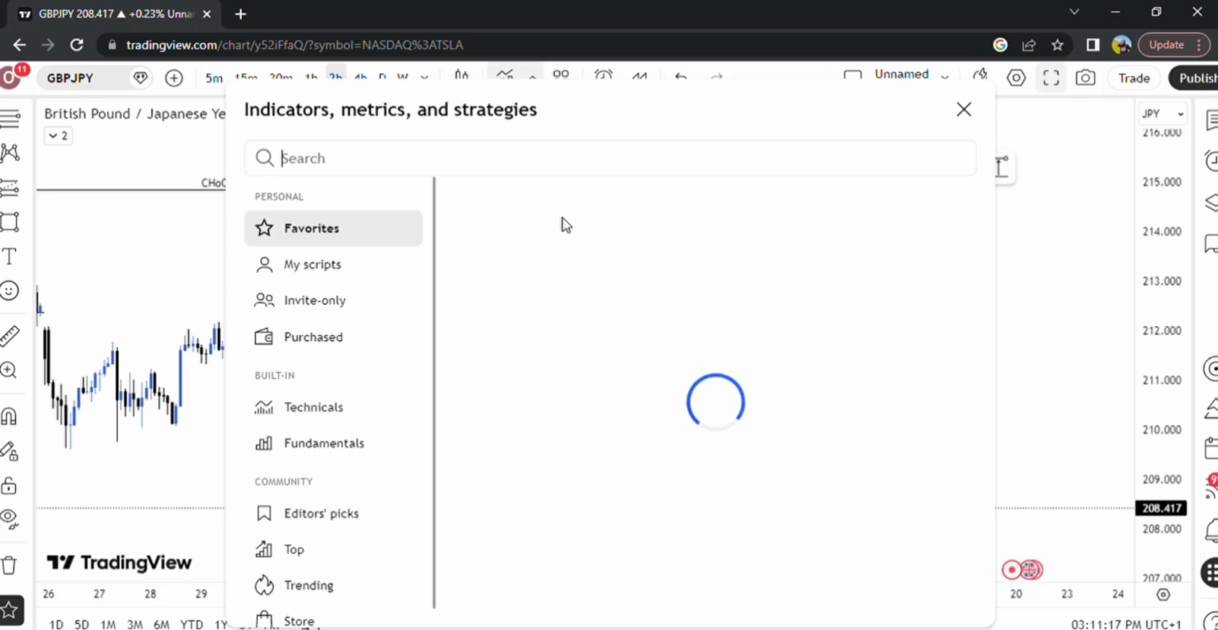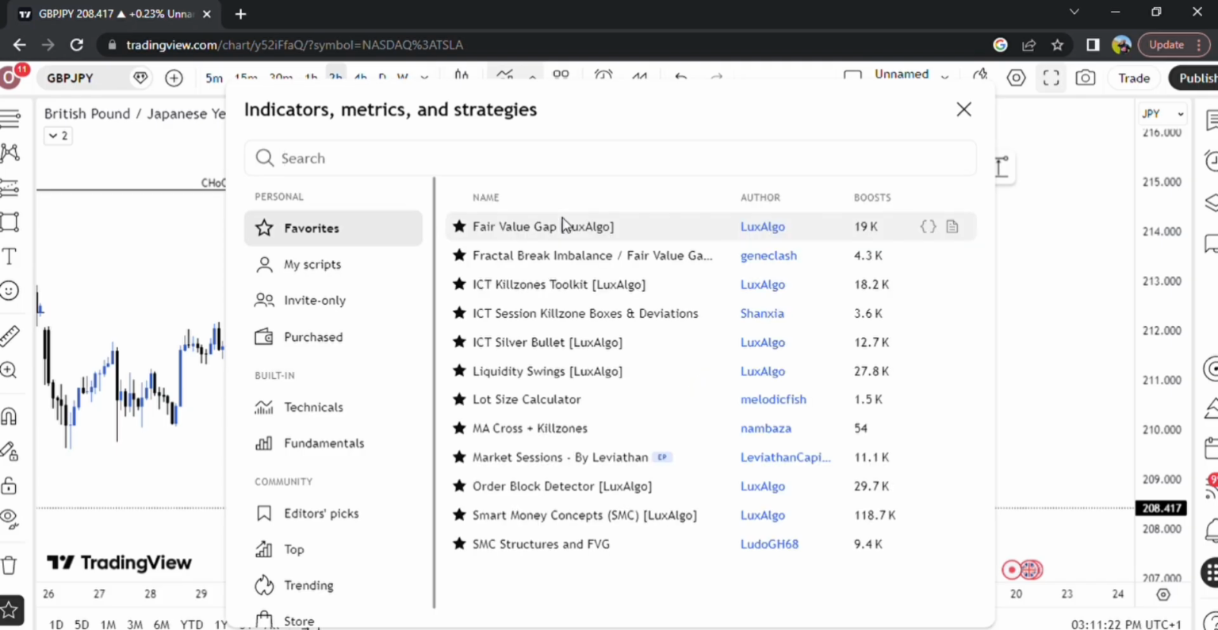Let's hold on a bit. You can fast forward this part. Now these are lists of my indicators that I already promoted to the like option. The most liked of them is this particular one over here. This is what we call SMC structure and LVG by Ludo GH68. We also have this one, Smart Money Concept by Lux Algo. You guys know Lux Algo, the famous Lux Algo. But we are going to be using this particular one.